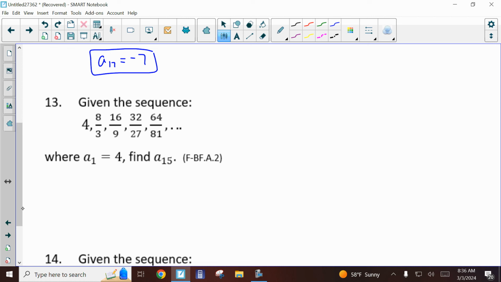The next one says they gave us the first term. They want us to find the 15th term, so that's n. Now we have to figure out if this is going to be a common difference or a common ratio. Just from looking at it, it looks like a common ratio, so I'm going to start with r. The pattern for r is you take 8/3 divided by 4. You're going to take 16/9 divided by 8/3. The reason I'm doing this in parentheses is because when you type it in the calculator, the parentheses need to be there.